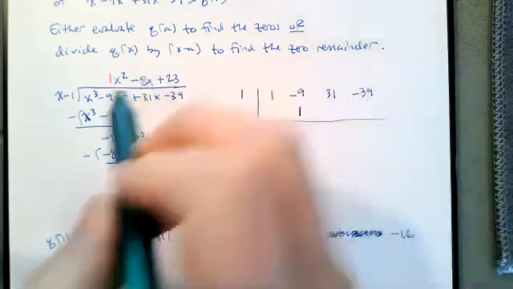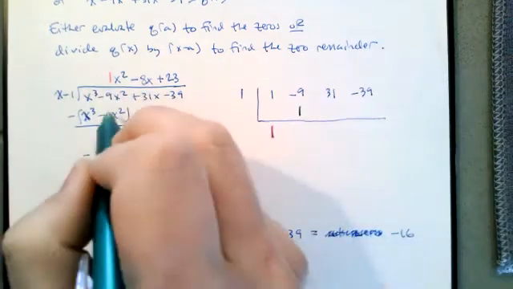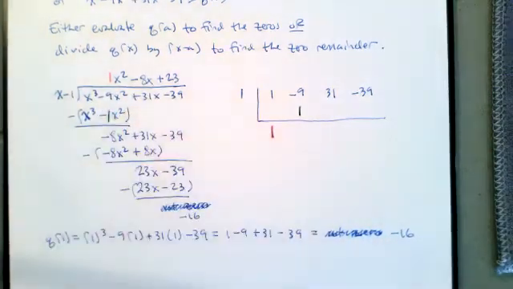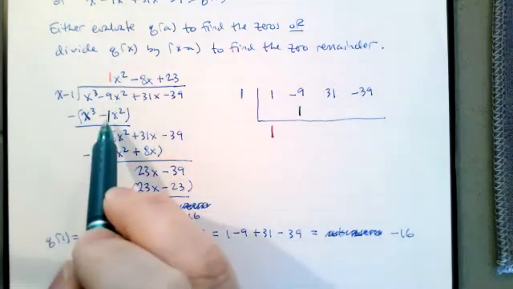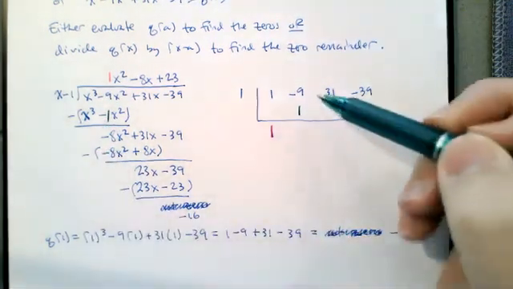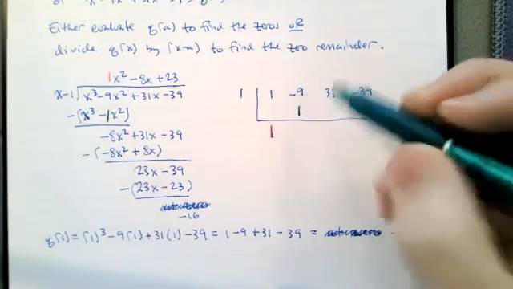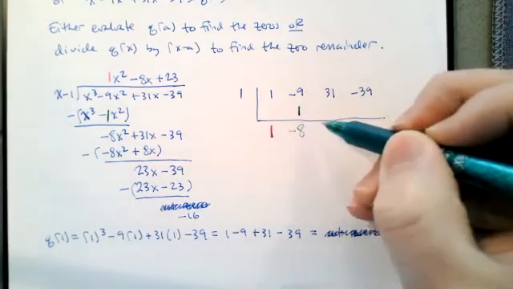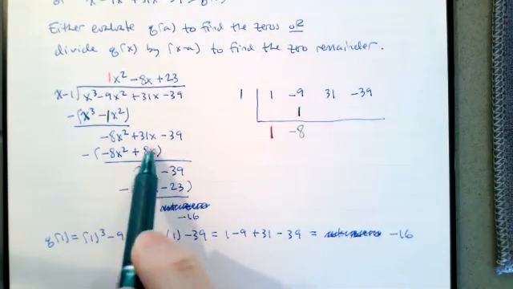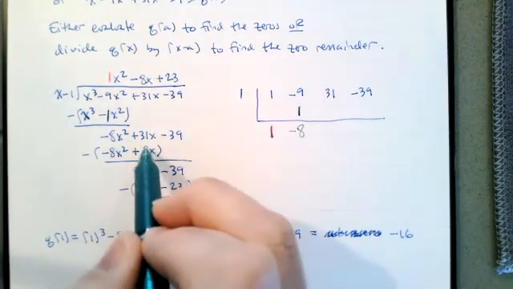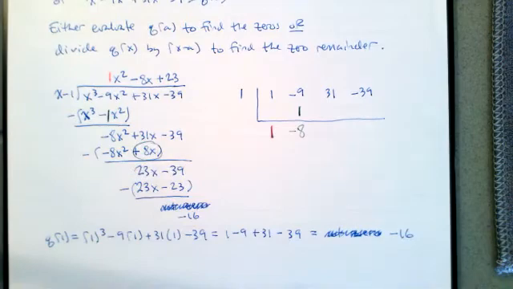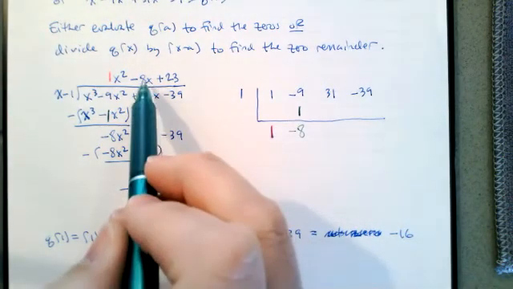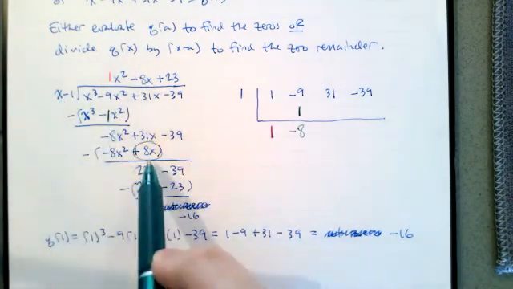Because that's what happened over here. 1 times a 1 is going to be a 1x squared. And then we have negative 9 minus a negative 1 is a negative 8. So we could just add that here. Negative 9 plus 1 is a negative 8. Then the next thing that happened is this term. So what we're going after is this term right here. So we put a negative 8, we multiplied by negative 1, and we have the positive 8.